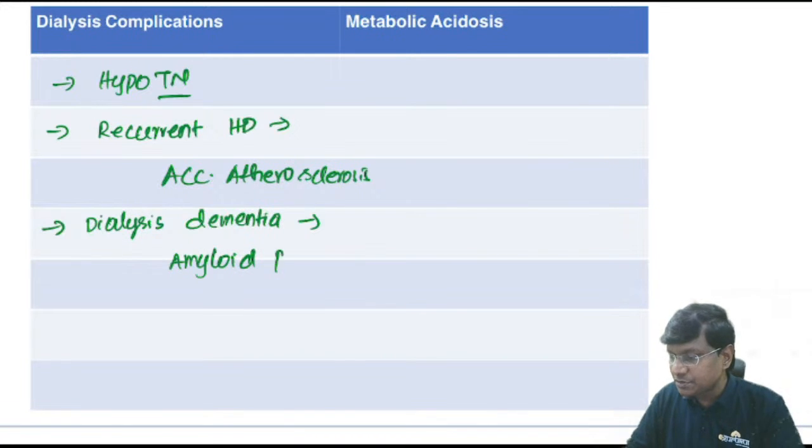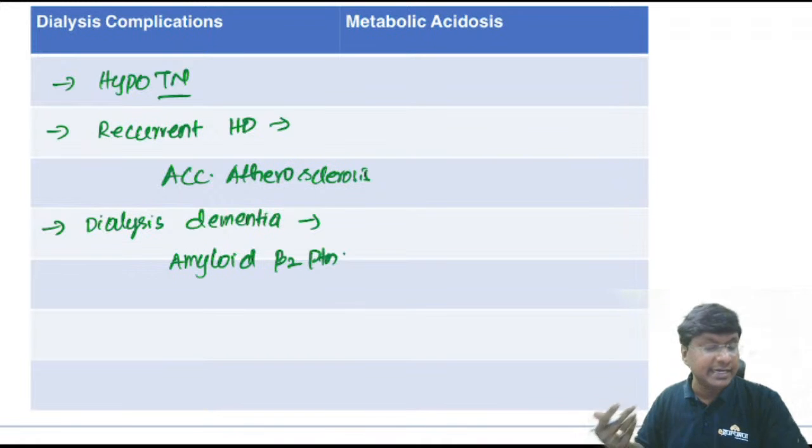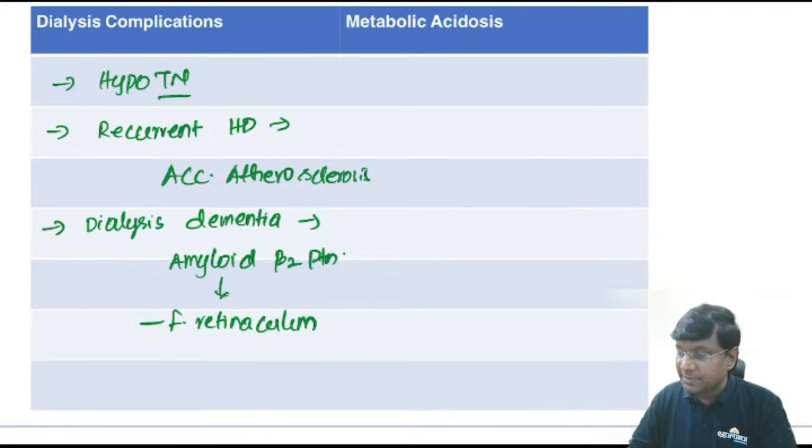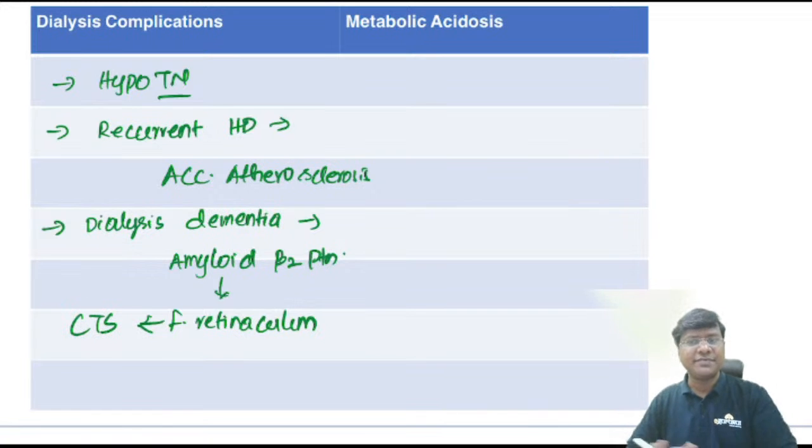Right, that is due to accumulation of amyloid beta 2 protein within the brain, and that will result in what is called the amyloid dialysis dementia. And this amyloid beta 2 protein is also accumulated in the flexor retinaculum in patients, and whenever there is accumulation of amyloid beta 2 protein within the flexor retinaculum, that will result in the development of carpal tunnel syndrome, right? Which is nothing but where there is compression of the median nerve.